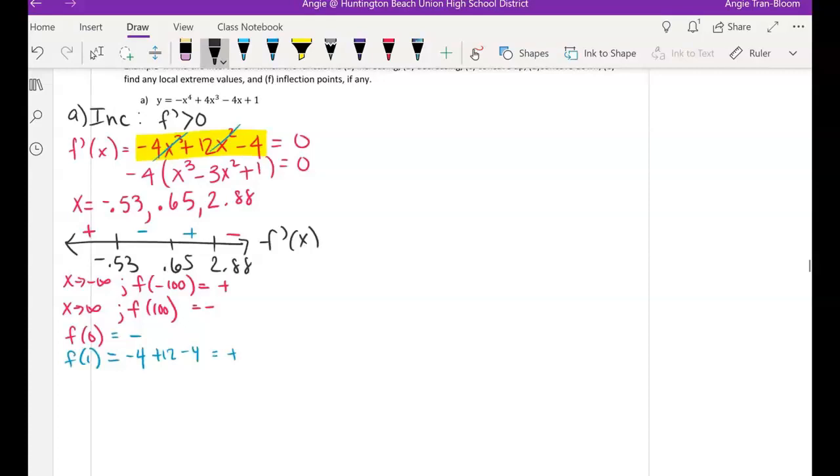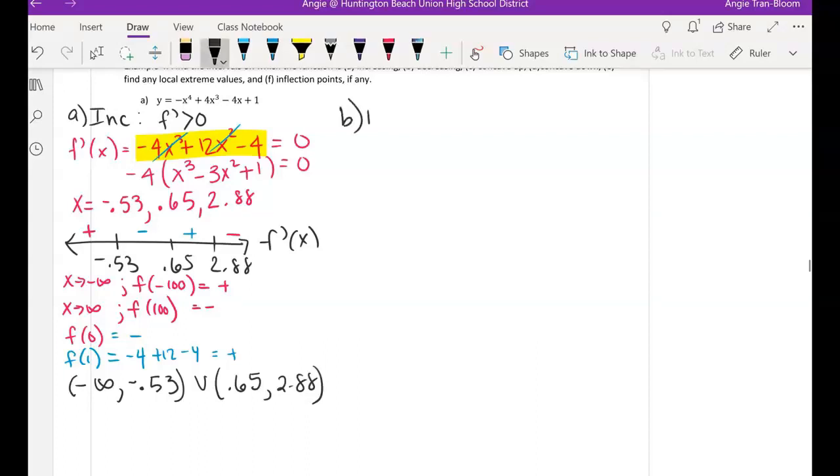Ready? It's going to be increasing from negative infinity all the way to negative 0.53. And again, you can use bracket or parentheses. Your book uses brackets per definition. I normally like to use parentheses. Union that with 0.65 all the way to 2.88. So that's increase. Now decreasing, I did the work for it already, so I'm just going to write the answer.